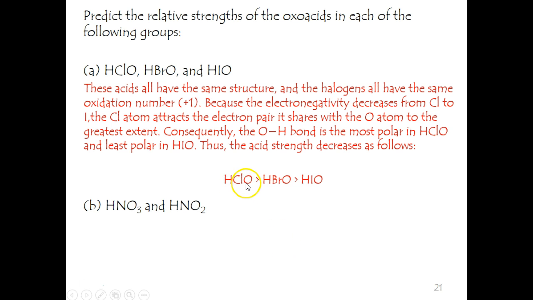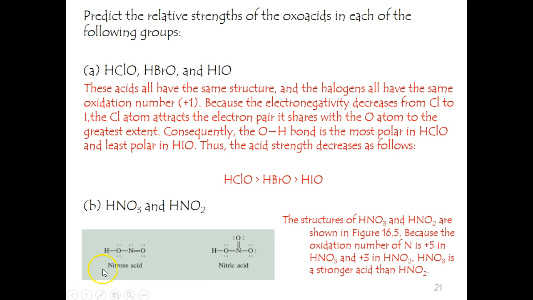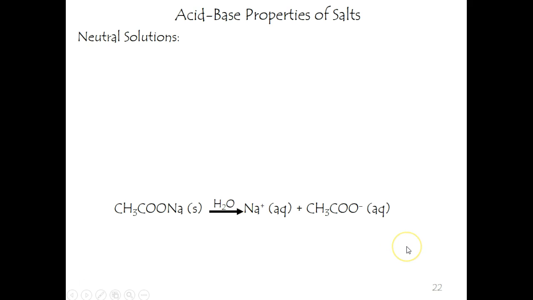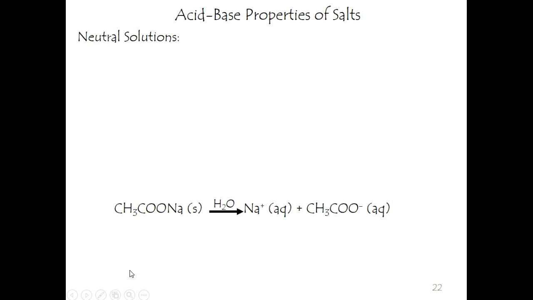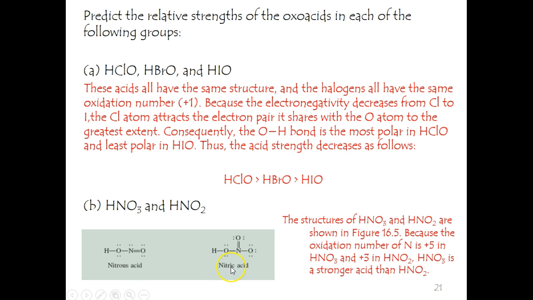Without the O, it goes the opposite way. Nitric versus nitrous acid, well, draw them out. And maybe we can take a look at the formal charge. That's the first thing to do. And you'll see it's +3 in nitrous and +5 in nitric. And so therefore nitric is stronger than nitrous. It helps to memorize that nitrous is a weak acid and nitric is a strong acid.